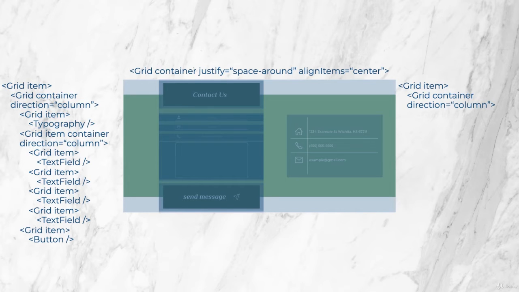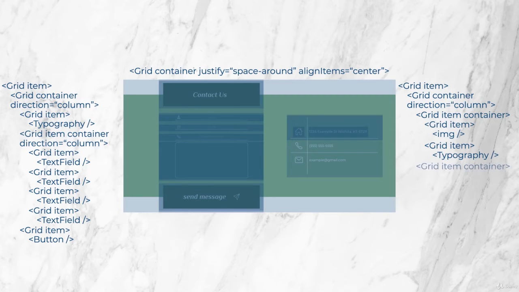Over on the right, we'll have a grid item container, and so this will have each row of our contact info laid out from left to right with our icon on the left and the info on the right. And so that will have a grid item for our image and then a grid item with a typography for the info. That same pattern will just be repeated for each of the following sections.